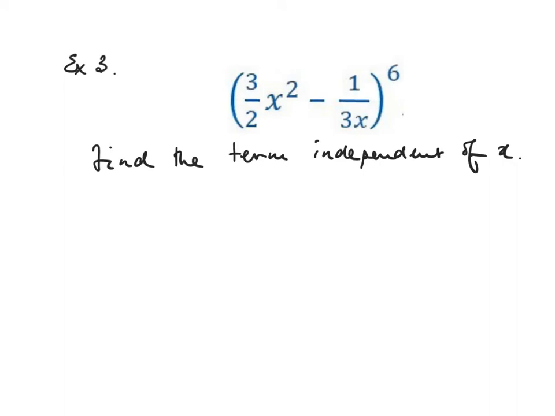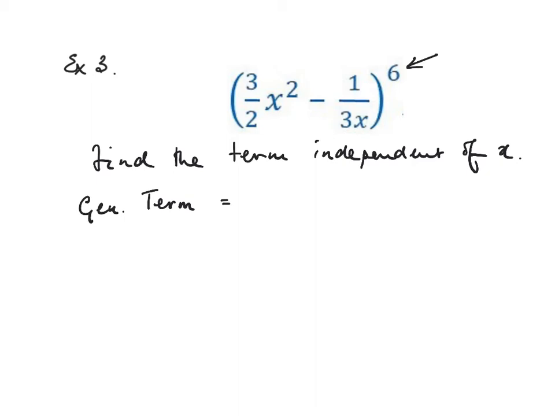So in this third example, this is a reasonably common exam type question. We have to find the term which is independent of x. Now, both the first and the second term in the bracket look quite complicated. The 6 is not a very high power, but we're certainly not going to write out all the terms. So what I'm going to do is find a formula for the general term.